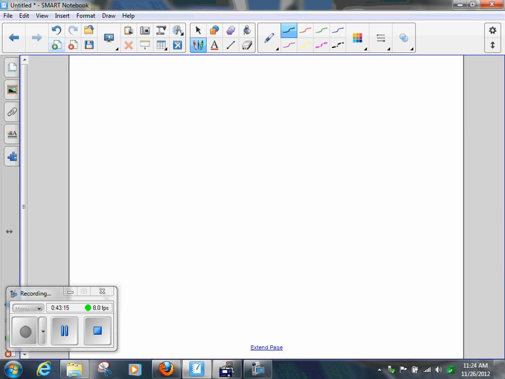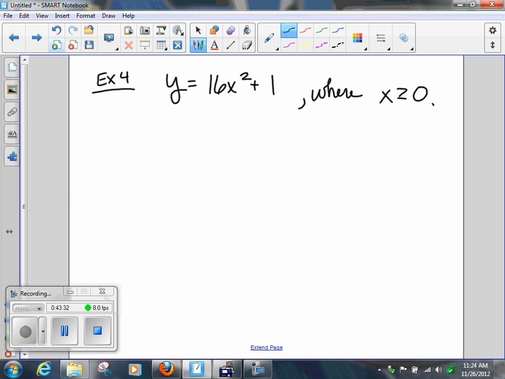Nope. Here we go. Here's another one. 16x squared plus 1, where x is greater than or equal to 0. I'll put some parameters on this. And I want you to write the inverse.